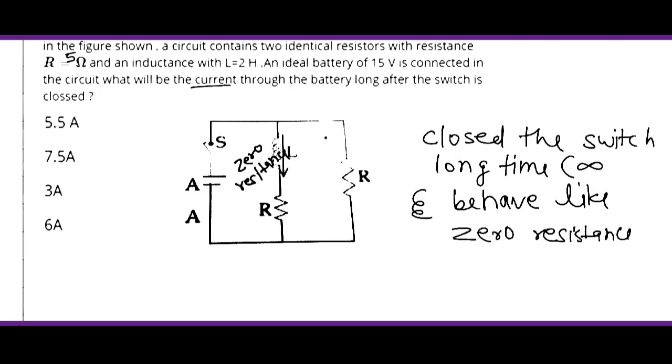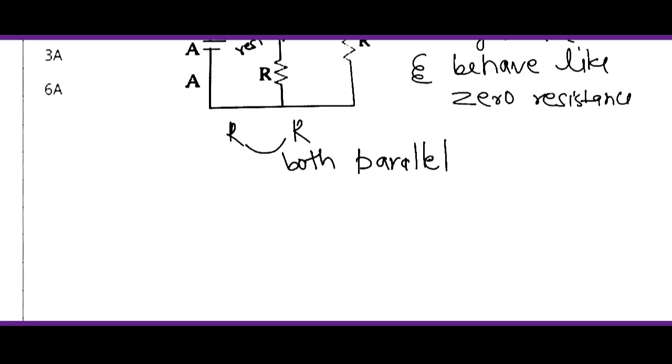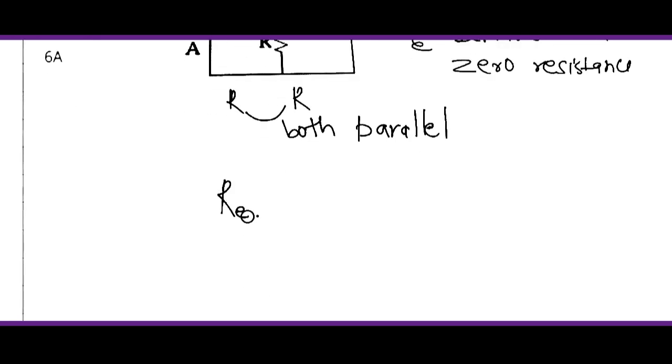If we remove the inductance over here and assume that it is only a wire, then R and R both will be in parallel combination with the battery. So R equivalent will be R into R divided by 2R, or we can say R by 2.